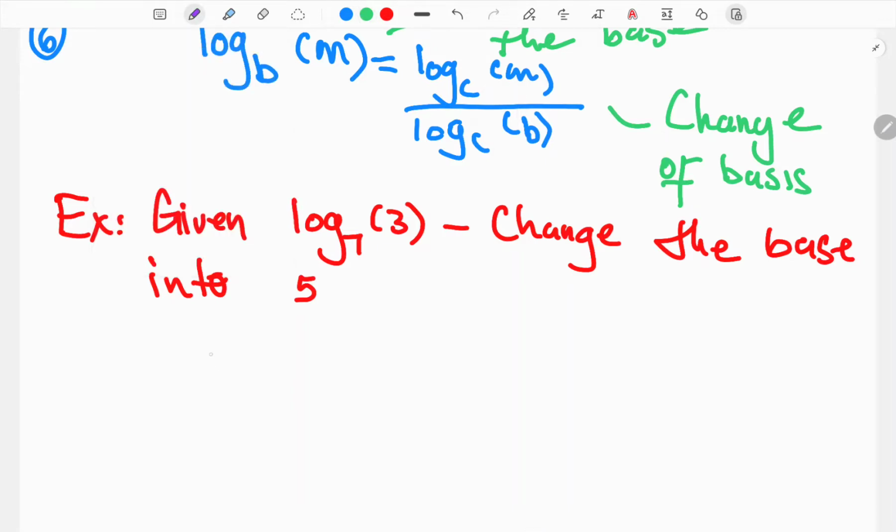So let's say we use purple. You're given log base 7, and then the inside is 3. You need to change it to log base 5. So what is our inside?